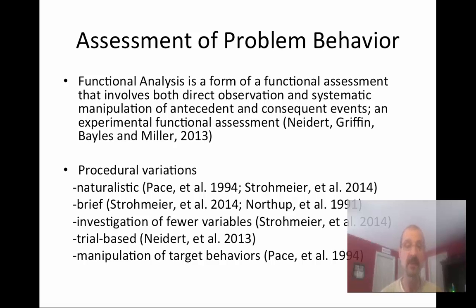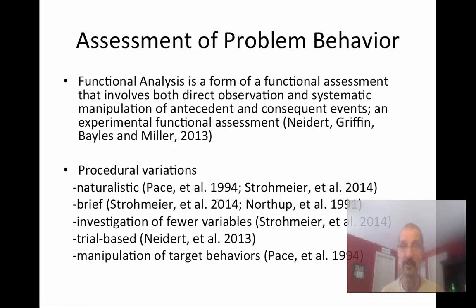One is several of them talk about doing functional analyses that are naturalistic as opposed to analog. That is, they are in the environment where the behavior is occurring. So the PACE study is an example of that. The Stromer study is an example of that. All of these procedural variations use brief functional analyses, so not doing 40 to 60 sessions.